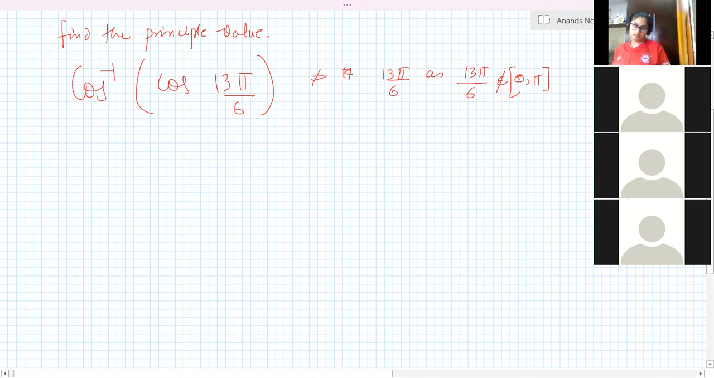Can I write this as 180 minus theta? No, because it will be minus cos theta. Can I express 13 pi by 6 as 180 minus something? No, because 13 pi by 6 is more than 2 pi. Can I express this as 360 minus theta, 2 pi minus theta? Let me check. 2 pi minus 13 pi by 6. 12 pi minus 13 pi by 6. Pi by 6.